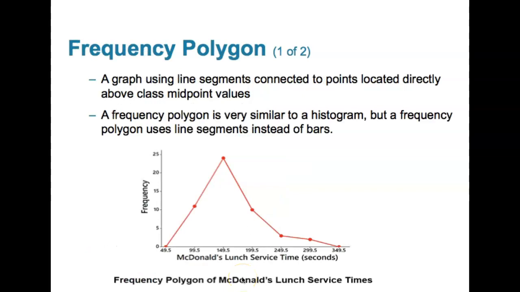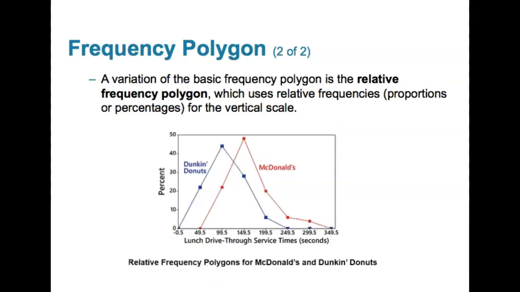A frequency polygon is a graph created from connecting the class midpoints in the histogram. Remember the histogram we built in the previous video from a set of data of the drive-through service times for McDonald's lunches? A relative frequency polygon is a variation of a frequency polygon in which relative frequencies, proportions, or percentages are displayed in the vertical scale. Frequency polygons and relative frequency polygons are good for comparing different sets of data.